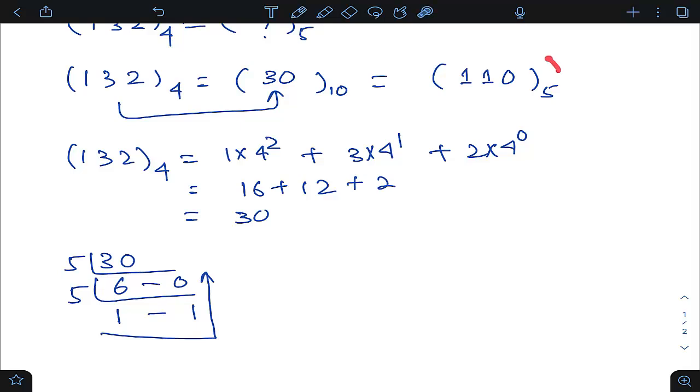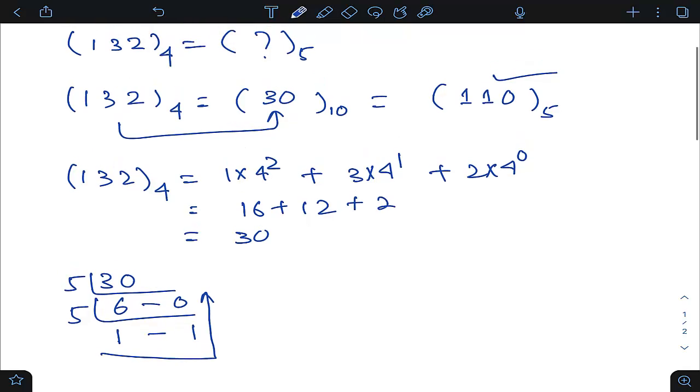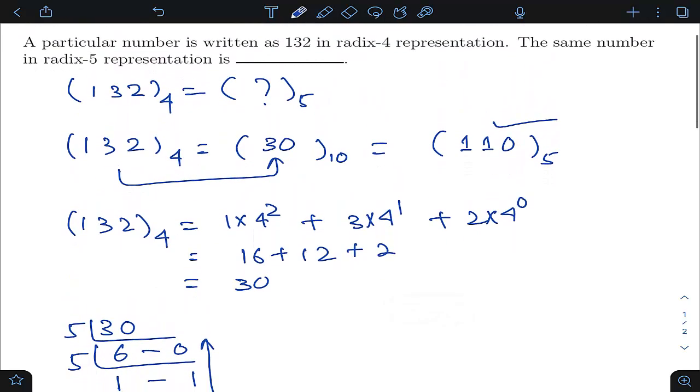Or if you convert this 110 of base 5 into base 10, you will get 30. You can check it. 1 into 5 squared is 25, 1 into 5 power 1 is 5, 25 plus 5 is 30, and this is 0. So 30 plus 0 is 30. So this is what the answer would be, 110. So 132 in base 4 is equivalent to 110 in base 5. The answer is 110. Very simple and straightforward problem, students.